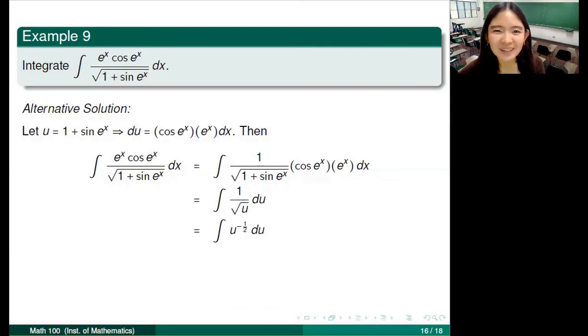Na alam na natin paano i-integrate, transform lang natin to be u raised to n. Using the power rule, we get this as our integral. U raised to 1/2 over 1/2 plus c. And then the final answer, for the final answer, you just bring back your expression for u. And see, we got the same answer. Ito rin yung answer dun sa previous slide. So, ayun, there's an alternative solution.